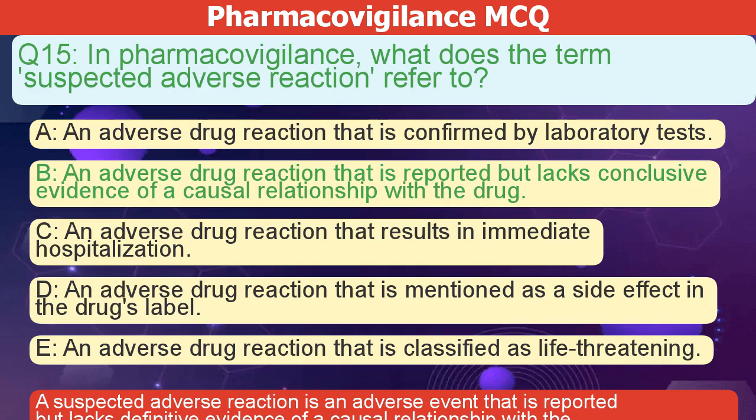The correct answer is B. A suspected adverse reaction is an adverse event reported without definitive proof it was caused by the drug. Further investigation is usually needed to determine causality.